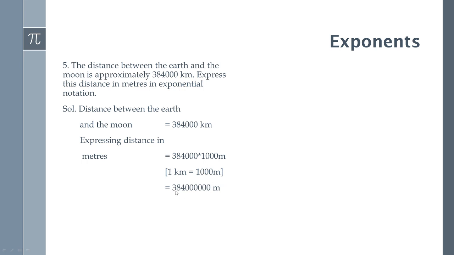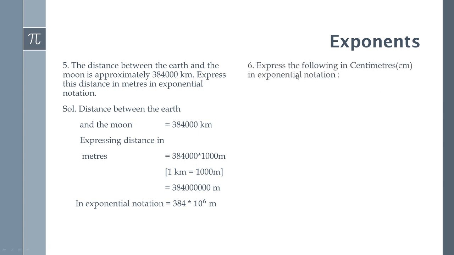Now that can be written as 38 crores 40 lakh meters. Now coming to the next, this can be written in exponential notation. How many zeros are there? 1, 2, 3, 4, 5, 6, 6 zeros. That's the reason 10 to the power of 6, and we are not expanding the simple thing, only the zero values we are expanding in a shortcut way.